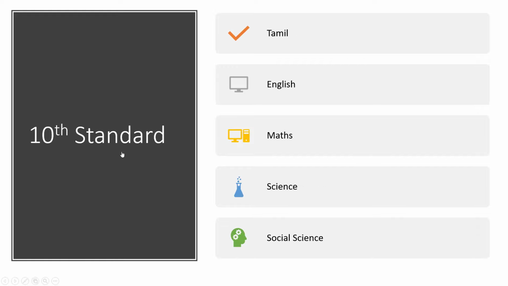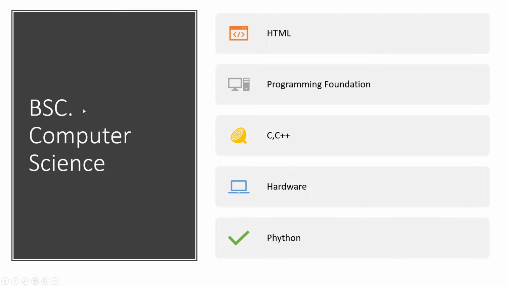For demonstration purposes, in this video I create a 10th standard course, and the contents of the course are Tamil, English, Maths, Science and Social Science. Or if you want to create a course for college students, for example, the course name may be Computer Science and the subjects may be HTML, Programming Foundation, C++, Hardware and Python. These are examples, but you can create whatever course and whatever subject you like.